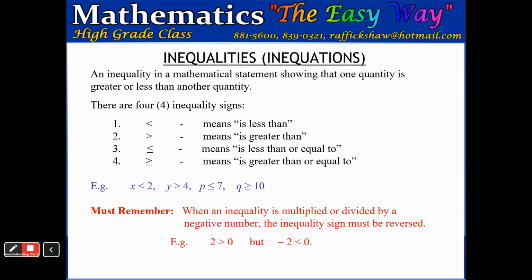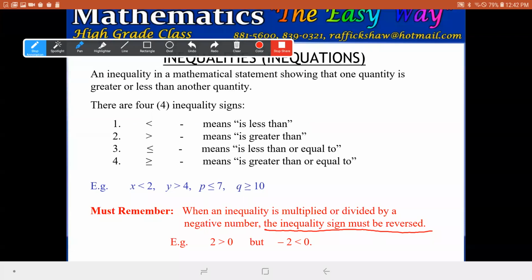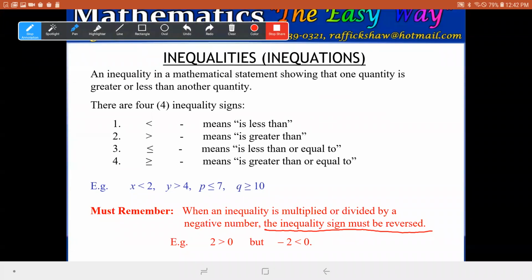But if we were to multiply this inequality by negative 1, this side will become negative 2, and this side will remain 0. But notice, the sign has to be reversed for this to remain true. You could not leave negative 2 greater than 0, because everybody knows that negative 2 is not greater than 0. Negative 2 is actually less than 0.